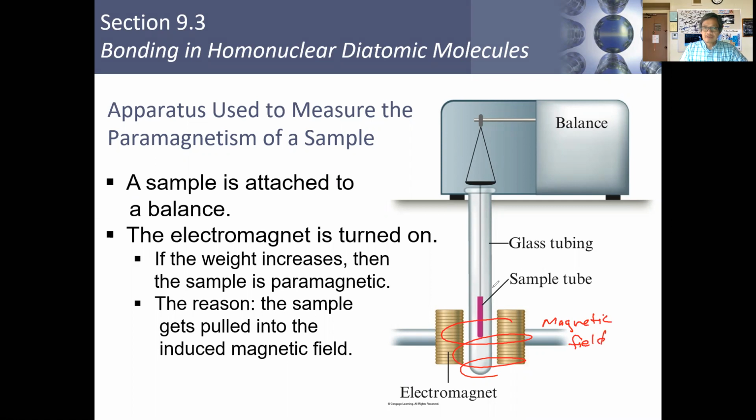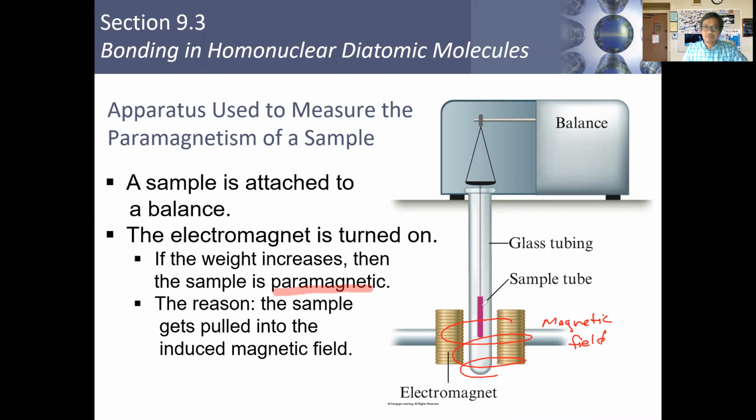Okay, so if whatever's in here gets pulled into the magnetic field, then we know that it has to be paramagnetic. Because whatever's in there gets attracted, it will pull down on this balance and then we'll register it. So we know whatever's in here, if it gets pulled down, has to be paramagnetic.